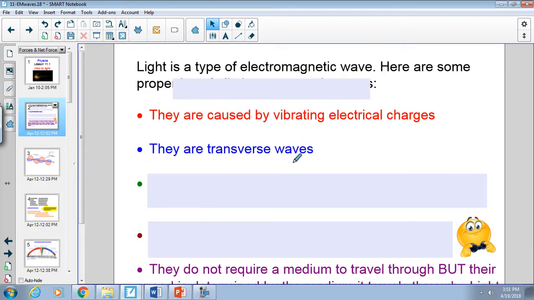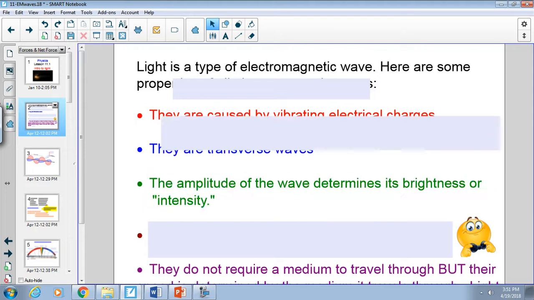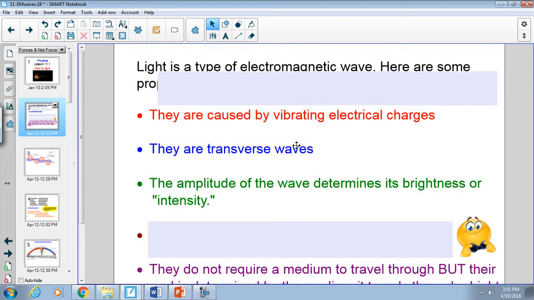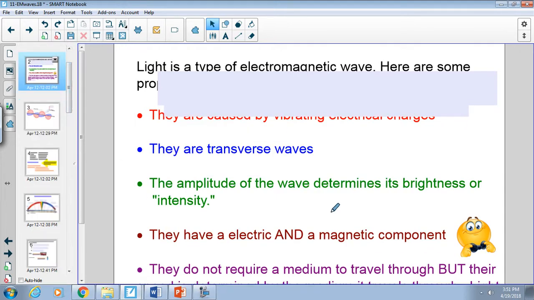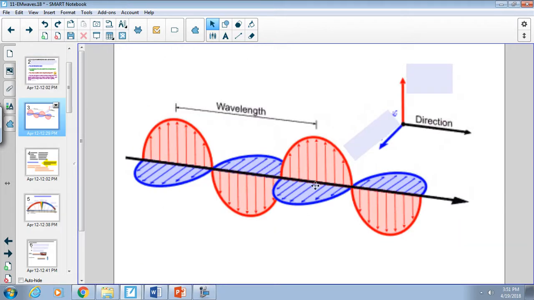Alright, so they're caused by vibrations with electrical energies. They are transverse waves, not compressional or longitudinal waves. The amplitude of the wave, however, now instead of dealing with sound like we were doing before, is going to deal with brightness. And they have both an electric component and a magnetic component. Those components are perpendicular to one another. So you have a magnetic field and the electrical. One's going up, the other one's going over.